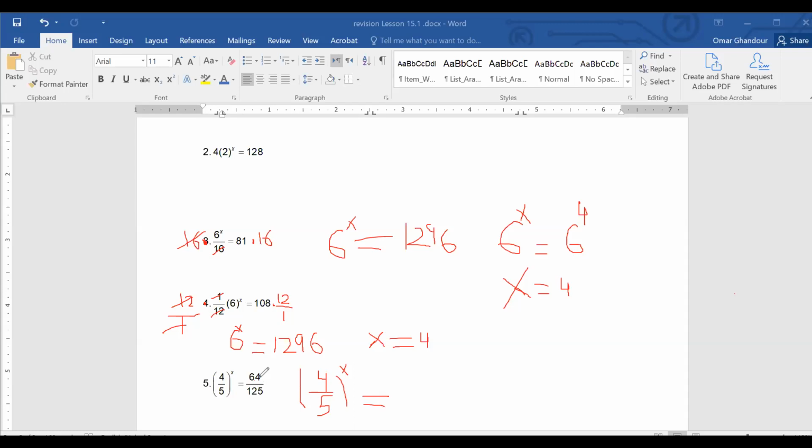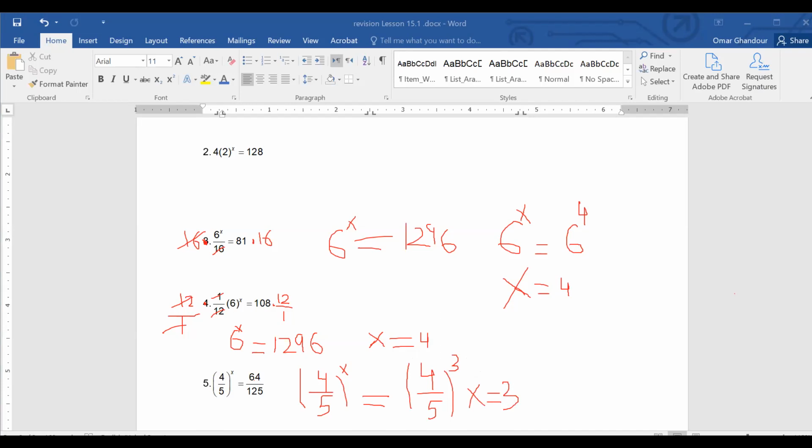If I try on the calculator, 4 power 1 is 4, 4 power 2 is 16. I think 4 power 3 is 64. 4 multiply 4 multiply 4, it's exactly 64. Yes, it's exactly 64. So we can say that 64 over 125 is actually (4/5) to the power of 3, which means that x will be equal to 3.